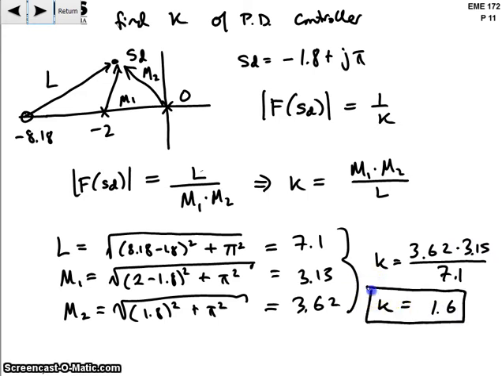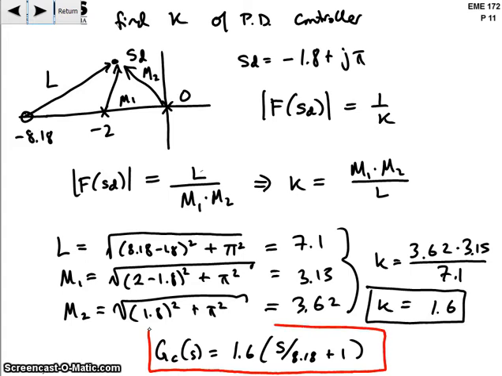Okay, and so now I can completely specify my PD controller. GC of S is going to be 1.6 times S over 8.18 plus 1. So now this is a PD controller that will meet both of the specifications. And so I can just very quickly now draw what the root locus will look like for this thing.